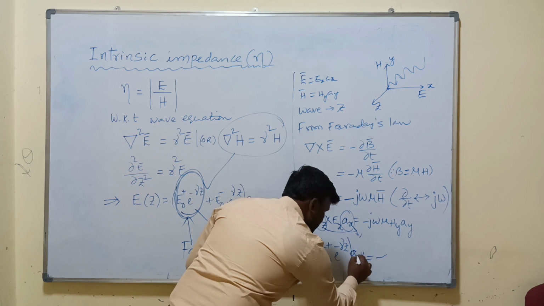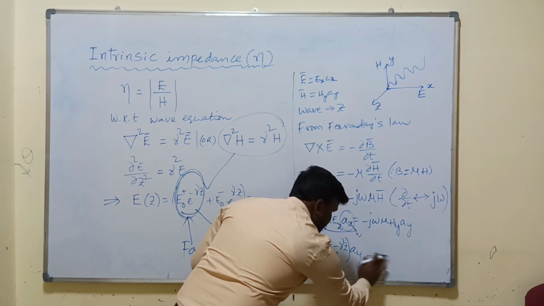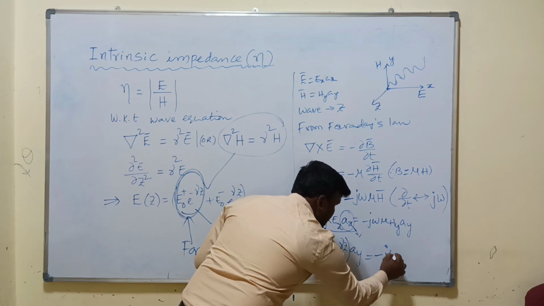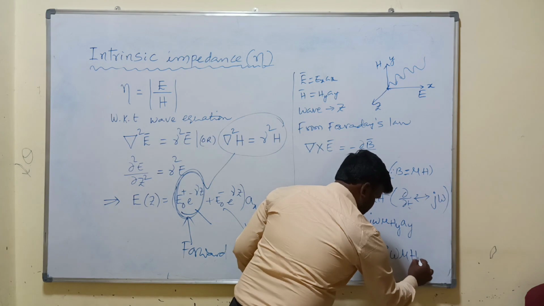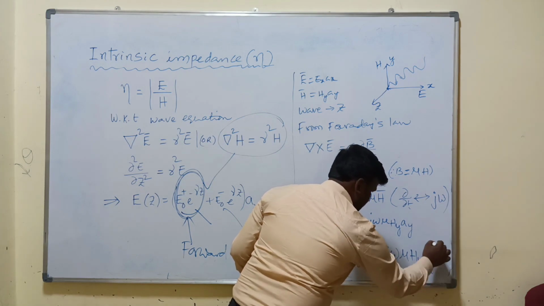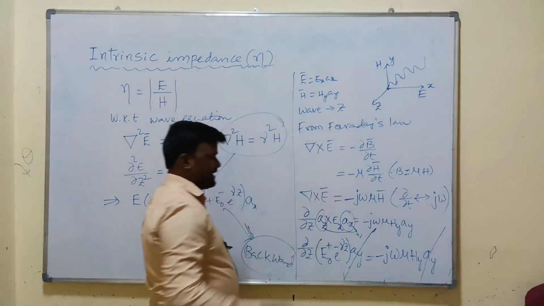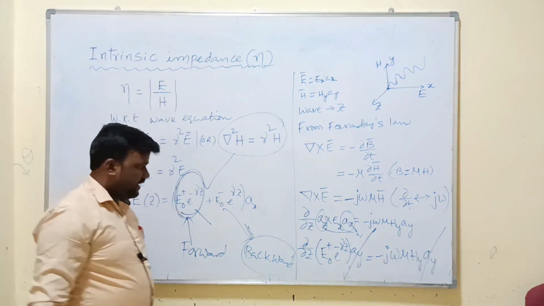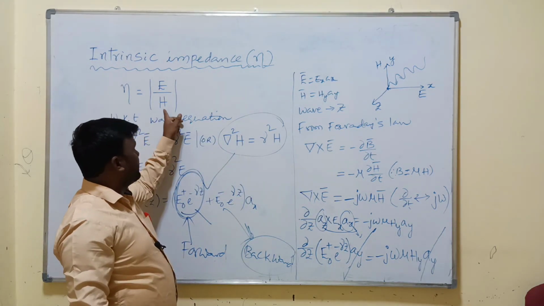minus, Az cross Ax is equal to what? Into Ay, minus j omega mu into Hy Ay. Here the direction is along the y direction, Ay, and here also Ay, both get cancelled. And simplify, write the expression. What is the expression you require? The magnitude of E and the magnitude of H.